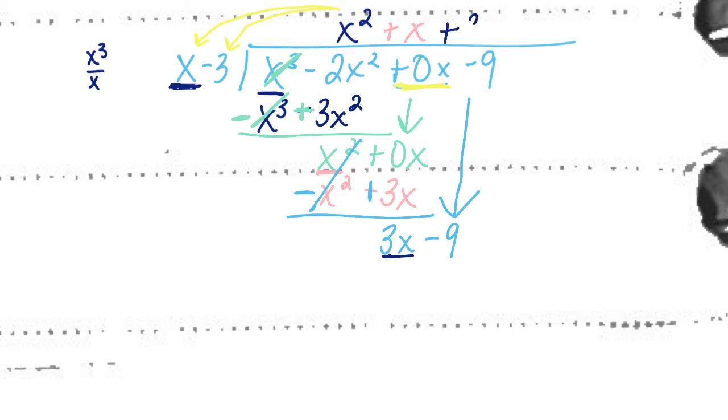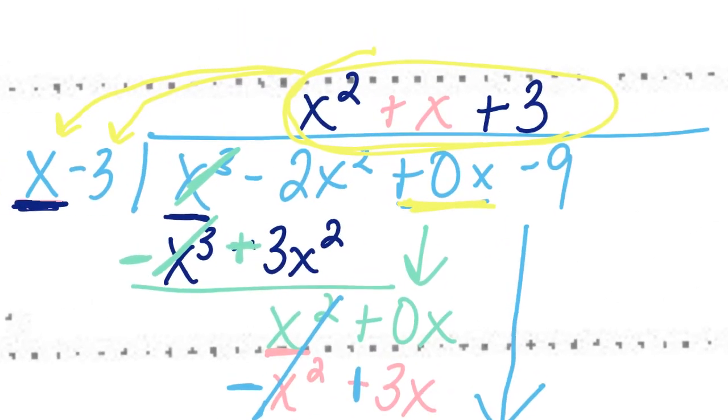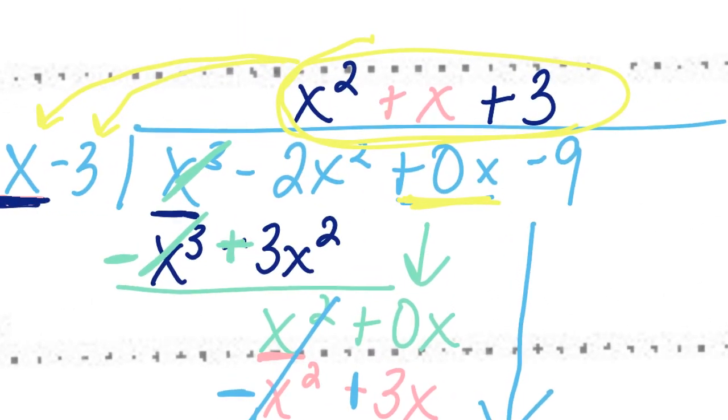So we're always only looking at that first term. 3 times x is 3x. 3 times negative 3 is negative 9. When I change the signs, in this case, I do not have a remainder. So my answer for this one is right here, x squared plus x plus 3.